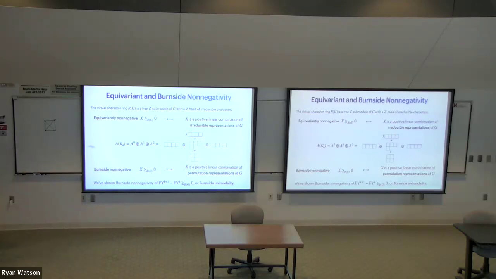But showing that something is a permutation representation, I can think of that as showing that something is Burnside non-negative. And so what we did in the previous slides is show, for example, Burnside non-negativity of the monomials of degree k plus 1 minus monomials of degree k.